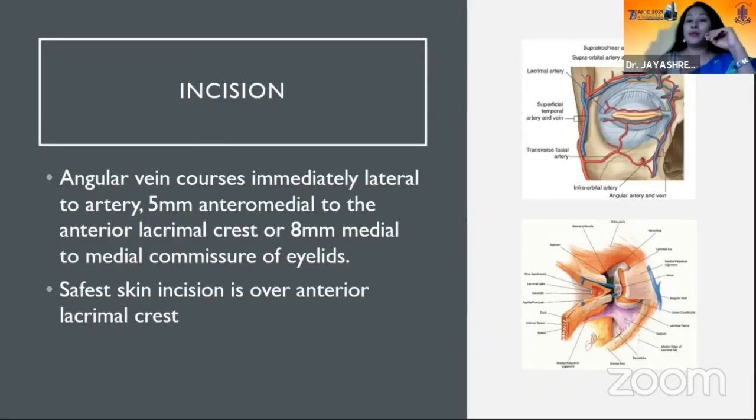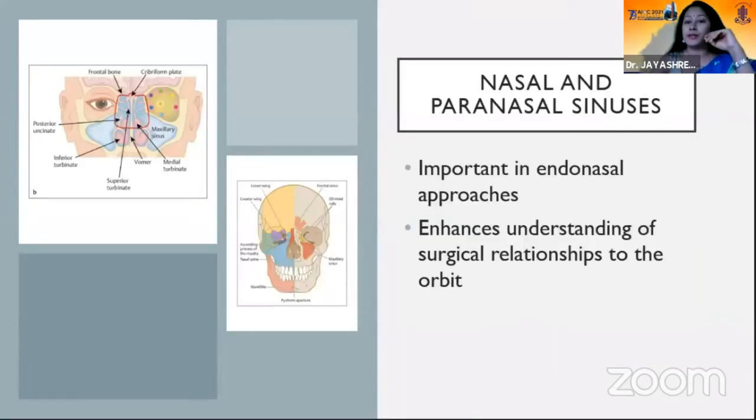Placement of the incision is important because it is here that we have an angular vein 5 to 7 millimeter from the medial canthus. So we either place the incision medially 3 to 4 millimeter, or we place it more laterally at around 9 to 10 millimeter, and the safest incision is over the anterior lacrimal crest.